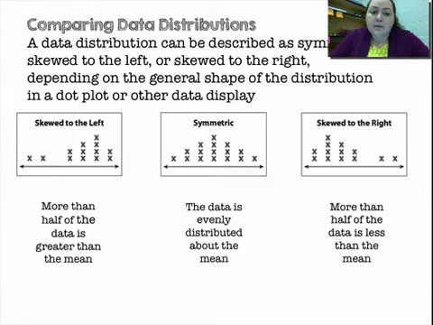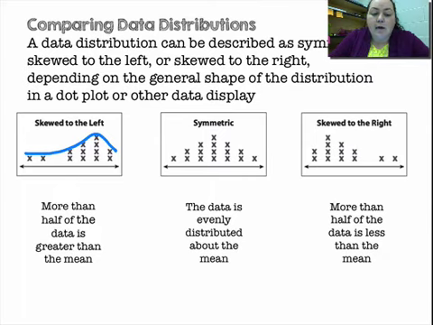All right, comparing distributions. A data distribution can be described as symmetric, which is normal, skewed to the left or skewed to the right, depending on the general shape of the distribution in a dot plot or other data display. So if I'm looking at this first dot plot, it is skewed to the left. Okay, if you can kind of draw a curve over it, you can see that the tail part of the graph of that curve is on the left side. So that's why it's skewed to the left.